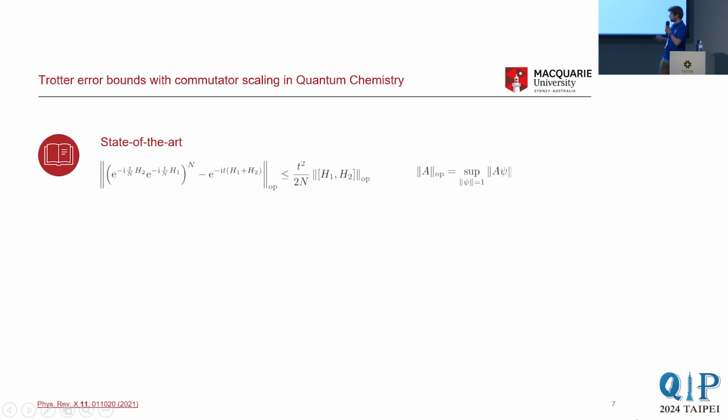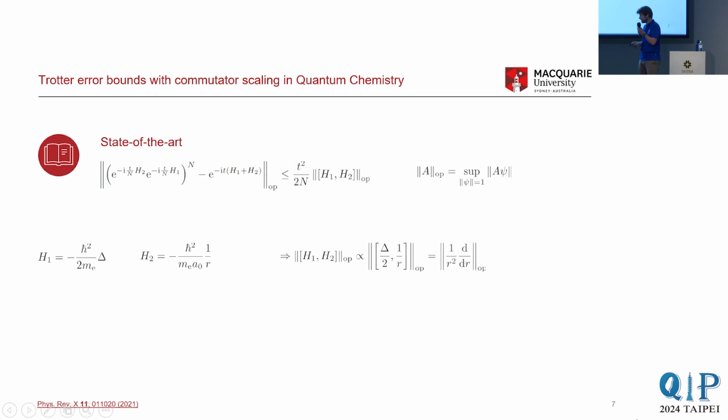We can look at some practical systems, like the hydrogen atom, and think of Trotterizing between kinetic energy and potential energy. These are two unbounded operators. They live on an infinite dimensional Hilbert space. If you compute their commutator and the operator norm of that commutator, you'll find that this is infinity. So this bound is kind of useless because it tells you that the Trotter error is smaller than infinity, which is not very helpful.